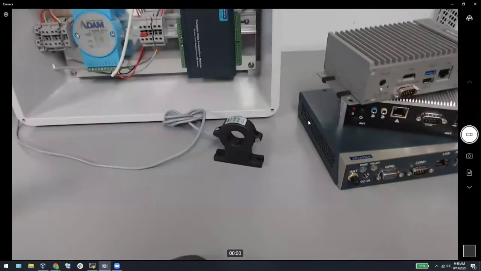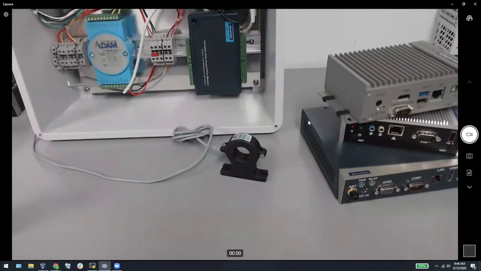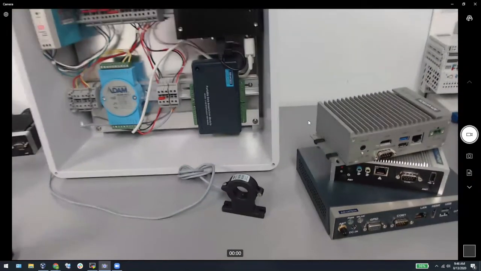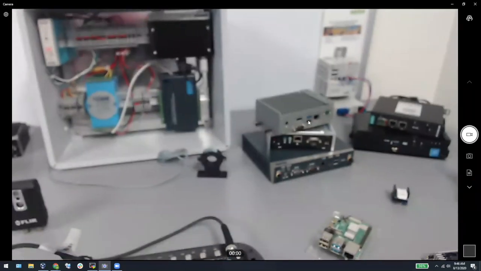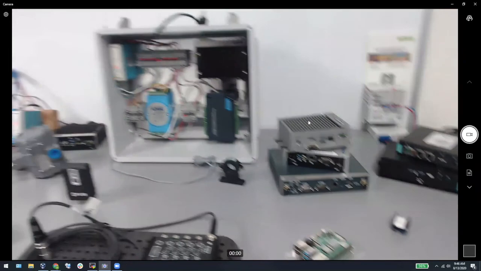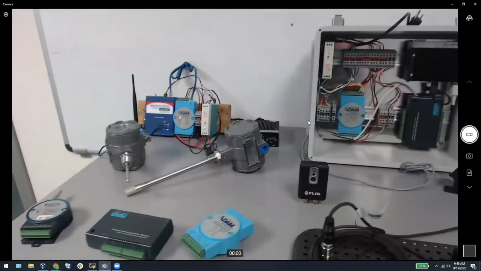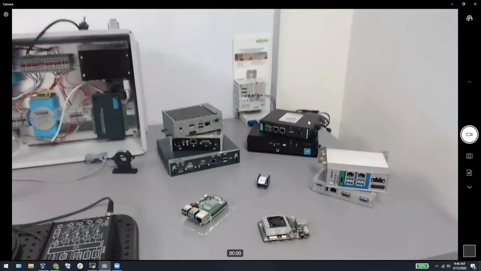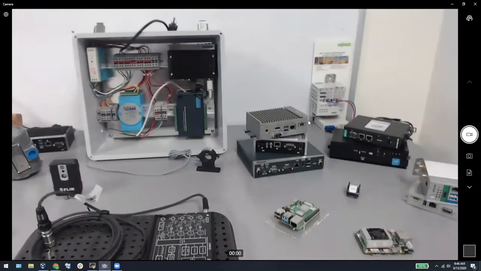A current transducer is also seen in industrial setups to measure the current consumption of a particular motor, perhaps, as that is indicative of performance and wear as well. And so those are basically the hardware pieces that I'd like to show you.